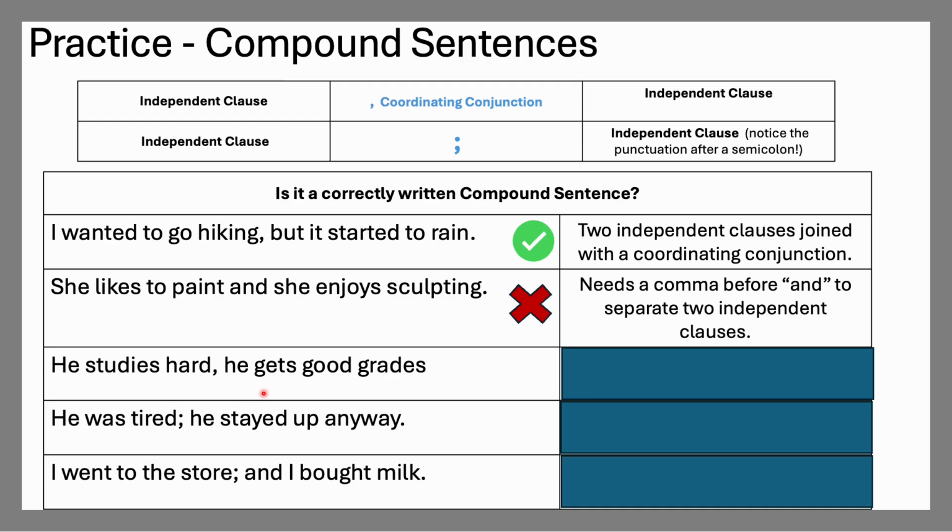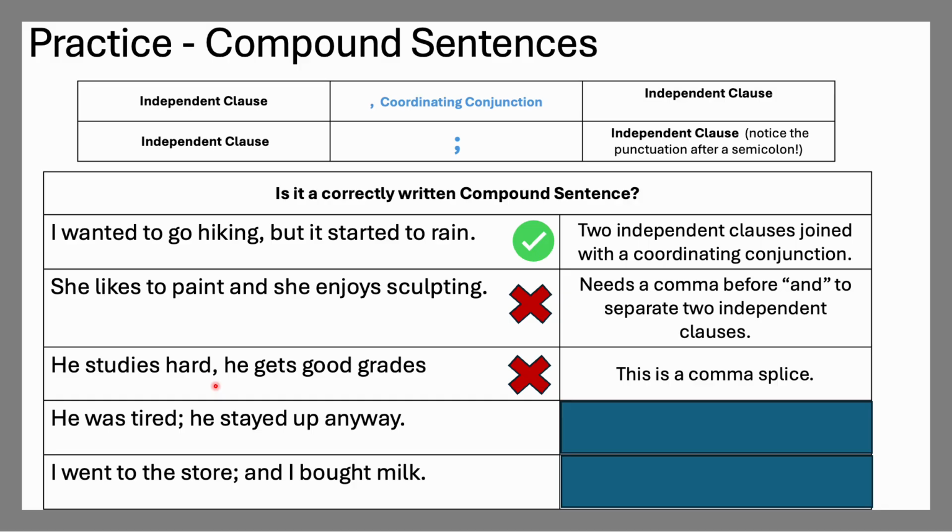Let's look at the next one. He studies hard, comma, he gets good grades. And so it's being separated here. Look for the punctuation. He studies hard, that's a complete sentence. He gets good grades, that is a complete sentence. But can it be held together by just a comma? Remember, we just learned about that. No, it can't. This is a comma splice.